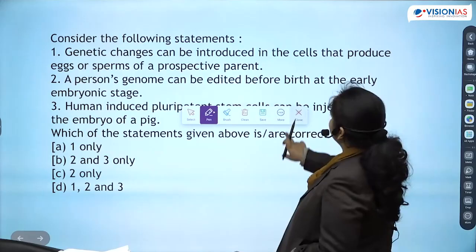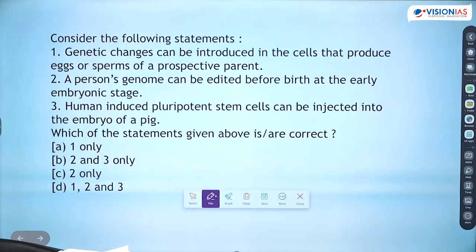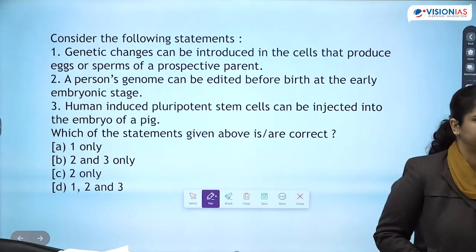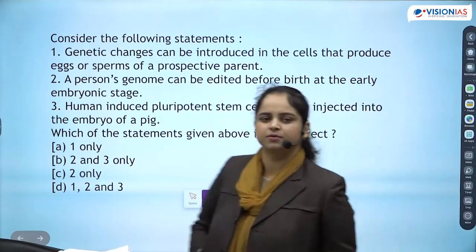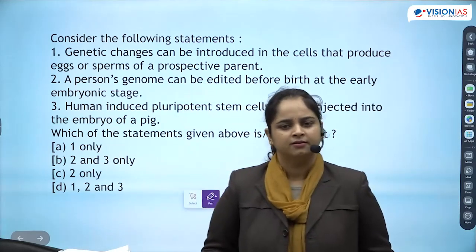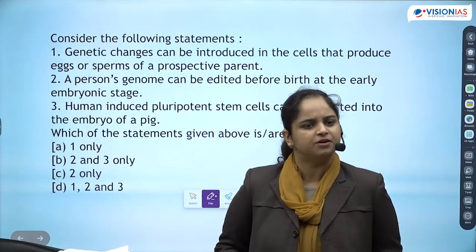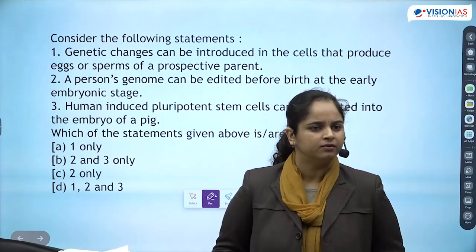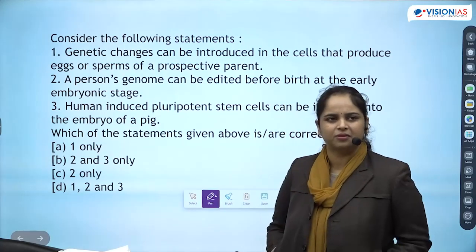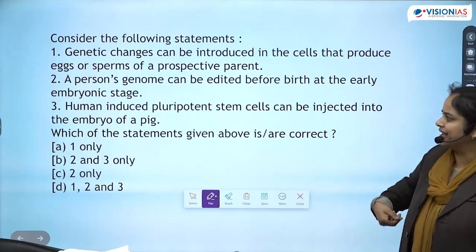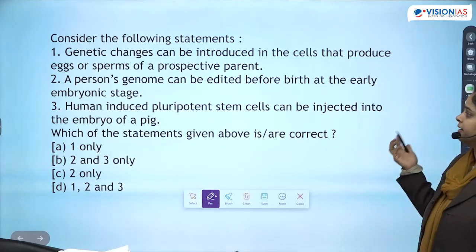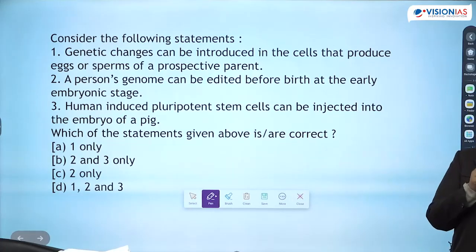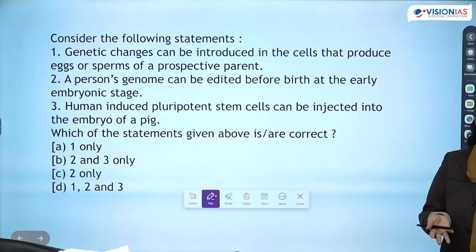Genetic changes can be introduced in the cells that produce eggs or sperms of a prospective parent. What do you think about this statement? Can you make changes in eggs and sperms? Genetic changes? Yes. Or the cells which are producing them, you can do that. जैसे एक example है mitochondrial replacement which you did. Like that, any change which you introduce at the stage where these cells are supposed to be formed, those changes will be very, very well incorporated.